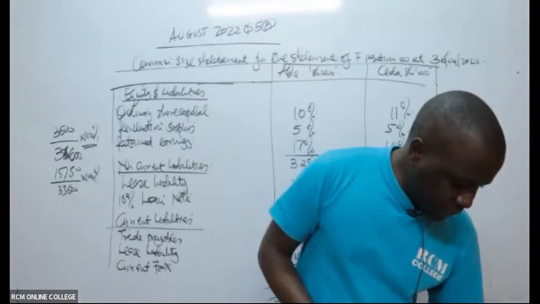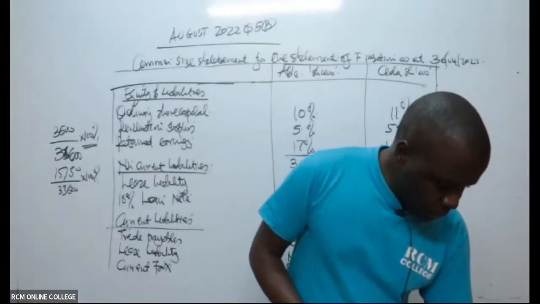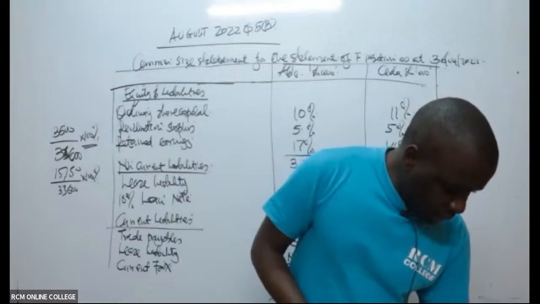In the statement of financial position. So of course, that is how you would have been able to do Roman 1 and Roman 2.